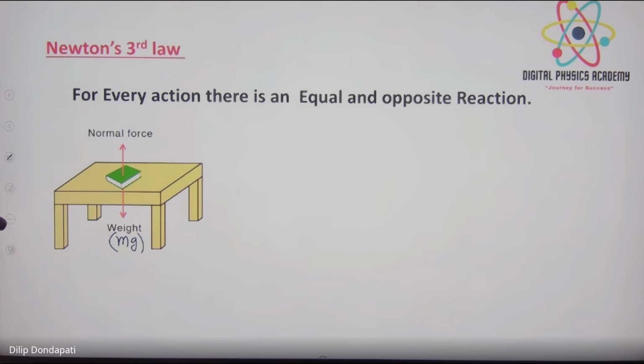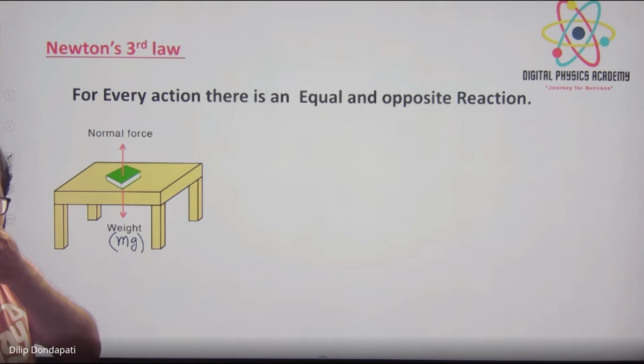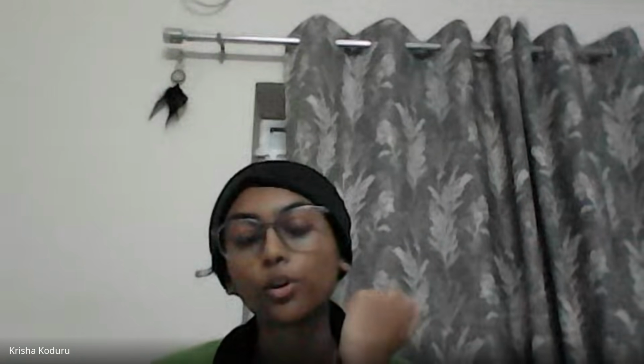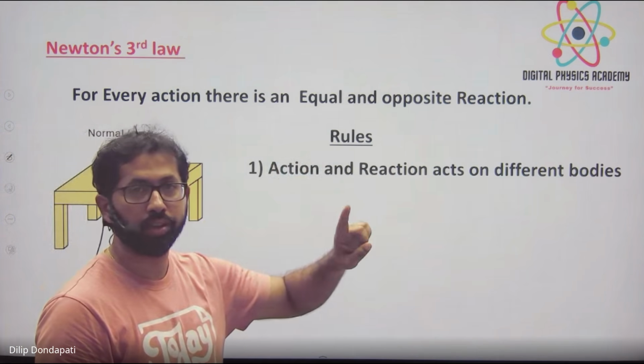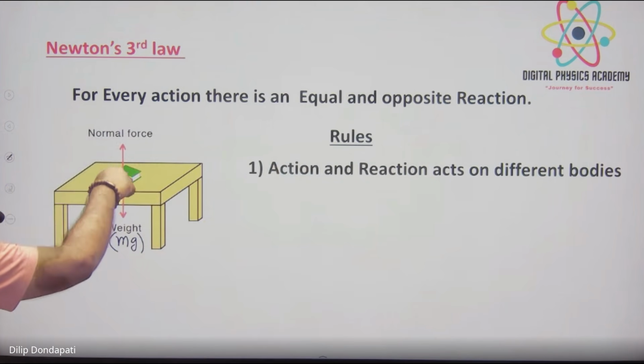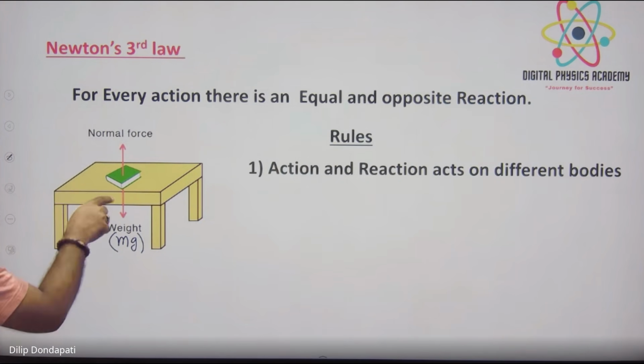No, sir. Why? Because an action reaction pair has to be the same type of force. There are some rules to understand that an action reaction pair acts on different bodies. See, mg is acting on what?